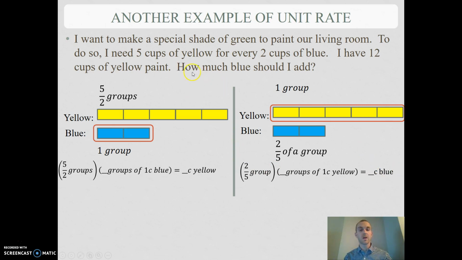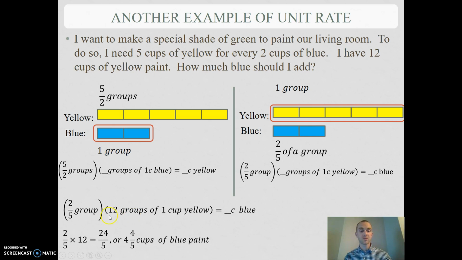So here I'm trying to say, well, how much blue should I add? Well, if I want to find blue, that would mean I'd actually want to use the second statement, the second image here to help me out. So I know that I get 2/5 of a group of blue for every group of yellow I have. So I have 12 groups of that 1 cup of yellow. So 2/5 times 12 would give me the 24/5, or 4 4/5 cups of blue paint.